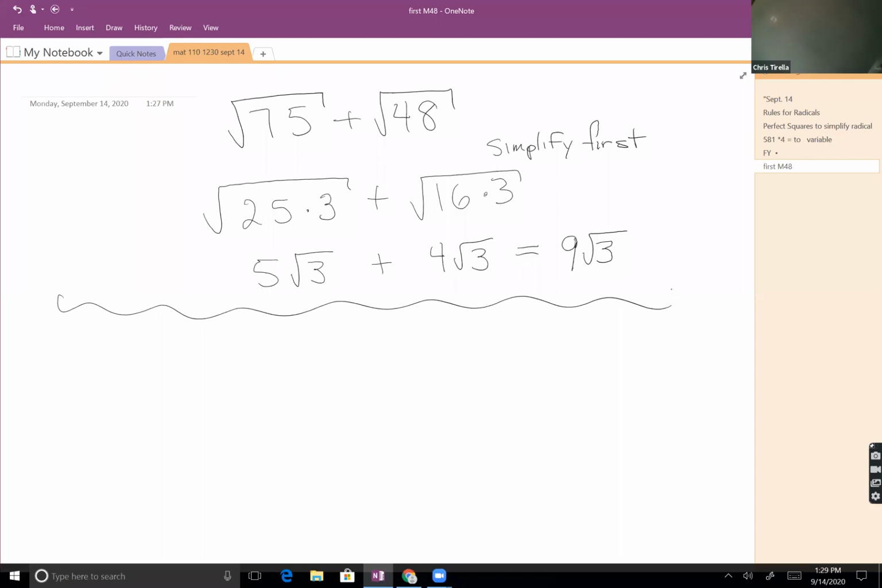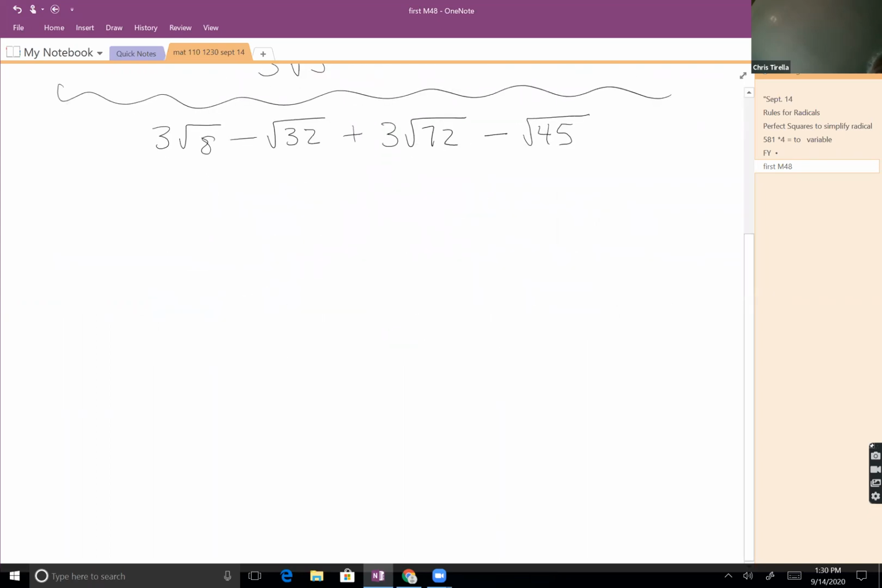So let's look at 3 times the square root of 8 minus the square root of 32 plus 3 times the square root of 72 minus the square root of 45. And right now, none of them are alike, but I think we can simplify all of them.